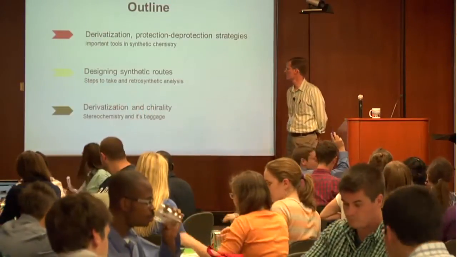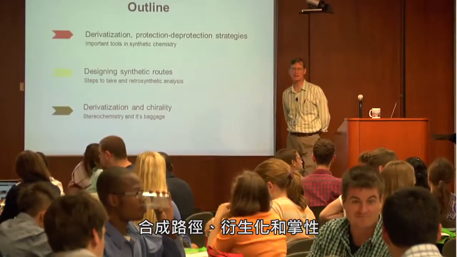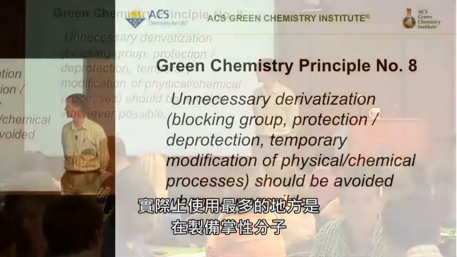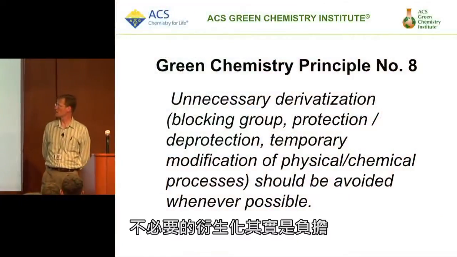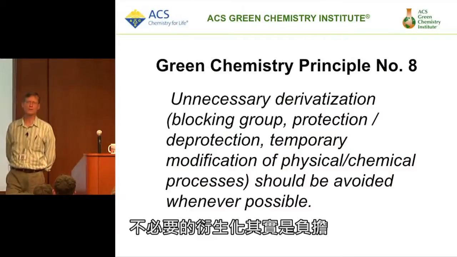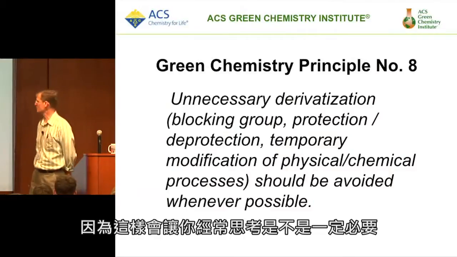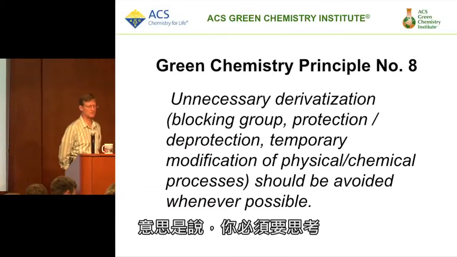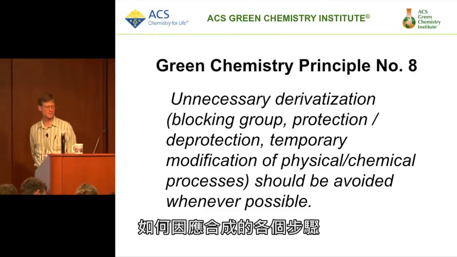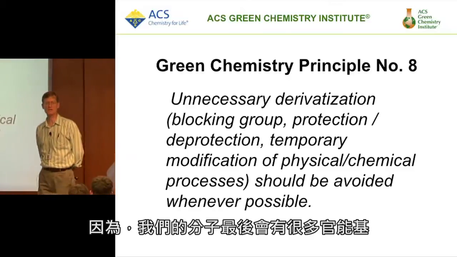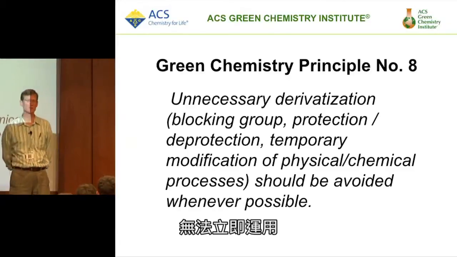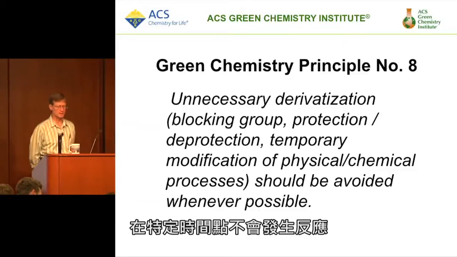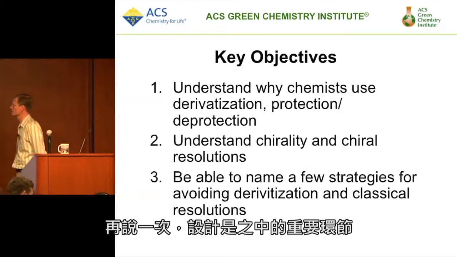Good. All right. So synthetic routes and derivatization and chirality, that's really where it's used tremendously, in creating chiral molecules, particularly in pharma. So unnecessary derivatization is really loaded because it gives you the idea that it isn't necessary all the time. That means that you really have to think about how you're going to approach your synthetic steps, because we end up with a lot of functionalities that we can't use in the molecule right away, and we want to save them and not have them react at a certain point in the strategy. So again, design is a critical part of this.